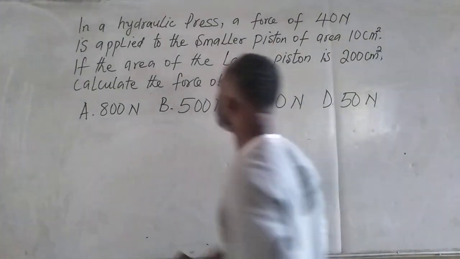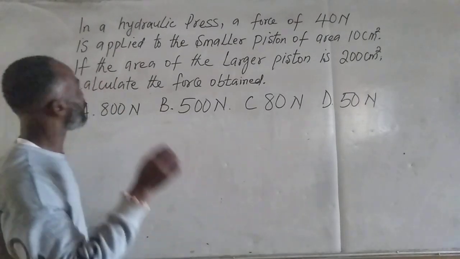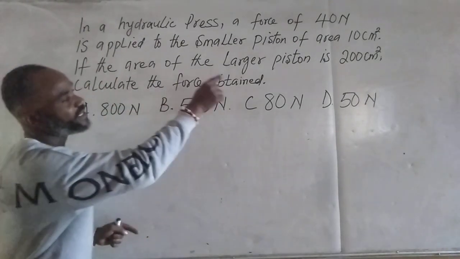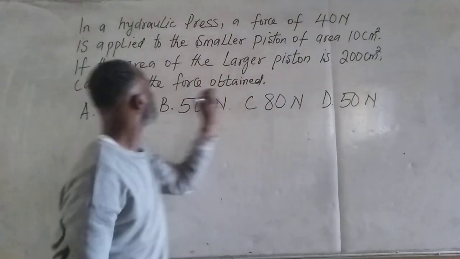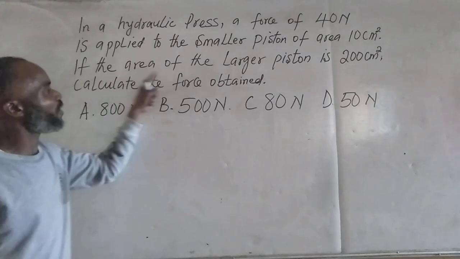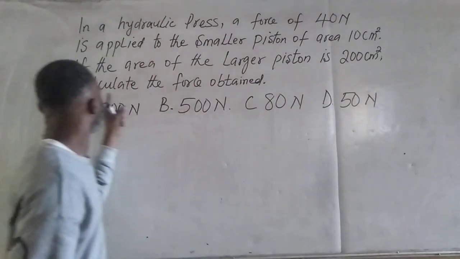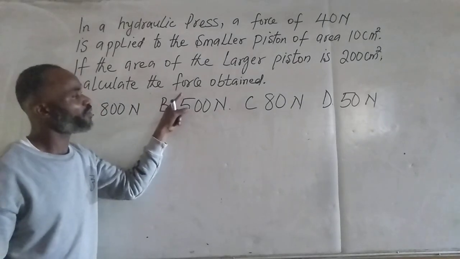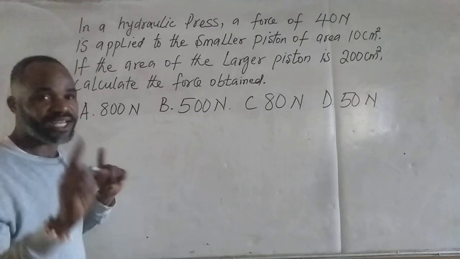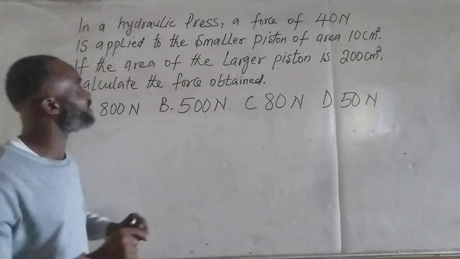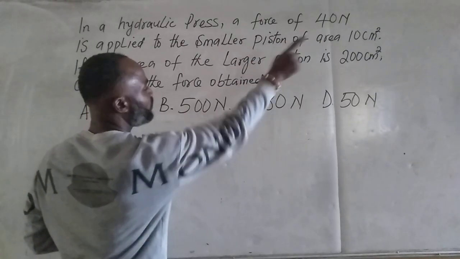Okay, in a hydraulic press, a force of 40 Newton is applied to the smaller piston of area 10 cm squared. And then, if the area of the larger piston is 200 cm squared, calculate the force obtained. Let's do a small analysis here.